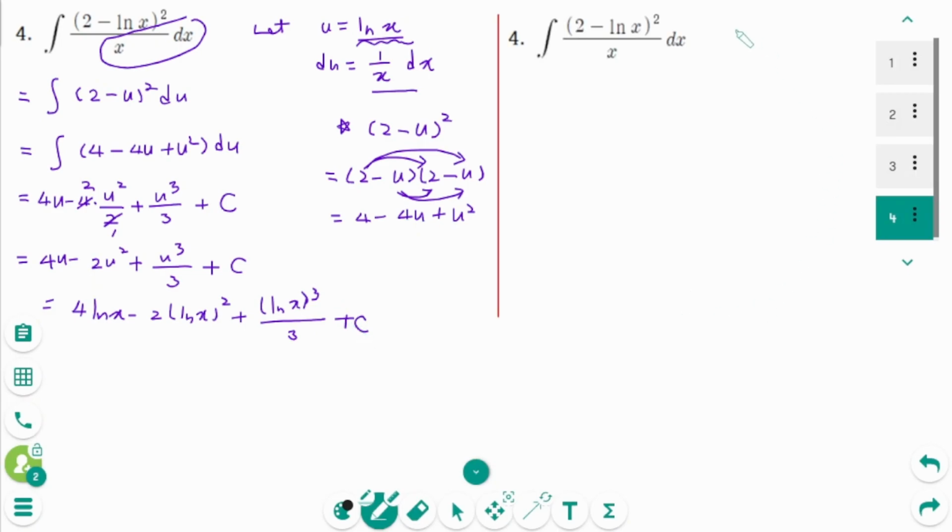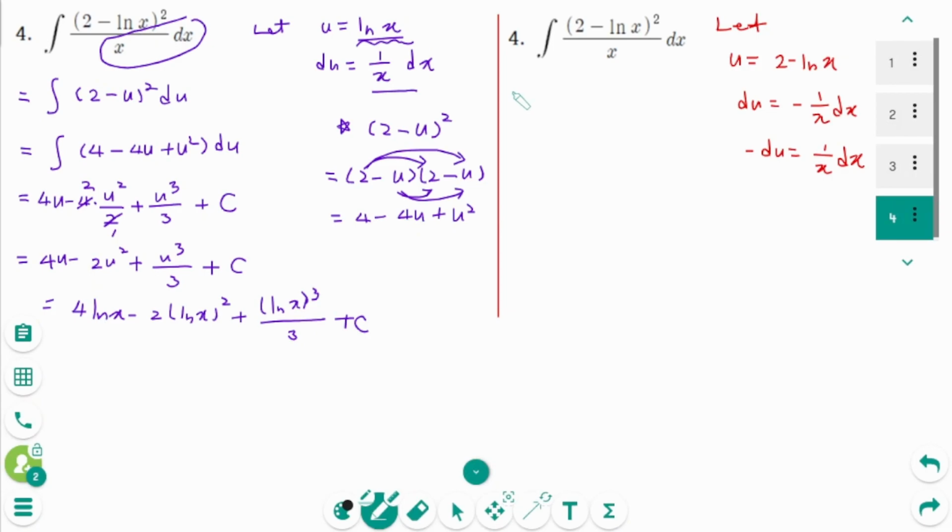Now, let's think about another way. Let u equal 2 minus ln x. Then differentiate each side. du equals minus 1 over x dx. Then multiply by minus 1 on each side. Minus du equals 1 over x dx.